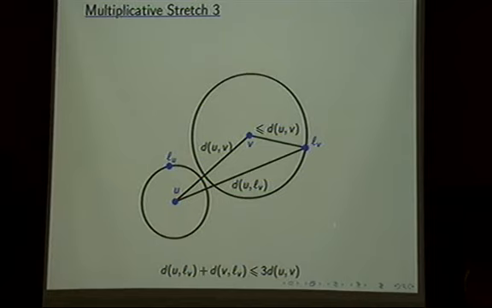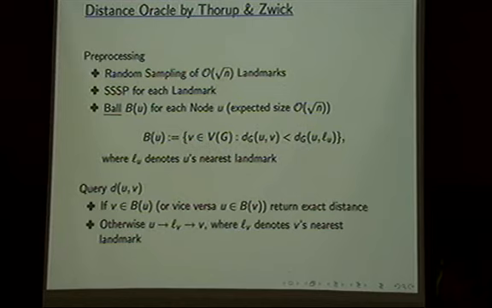Now we want to bound this one. This looks somehow harder, right? Well, exactly. It's just the triangle inequality, right? So it must be less than this plus this. Oh, less than 2d(u,v). And we get stretch 3. Very simple. So this is their distance oracle.